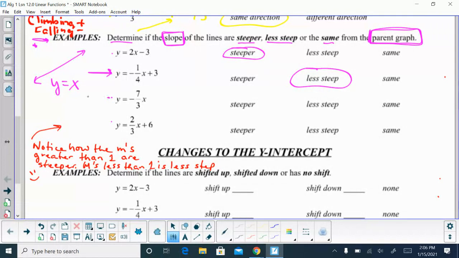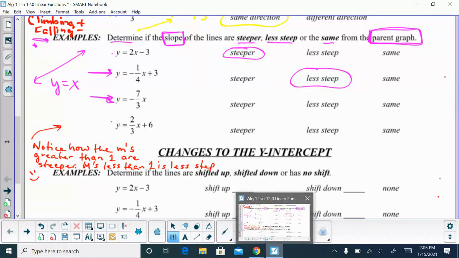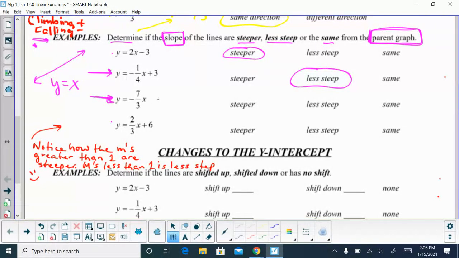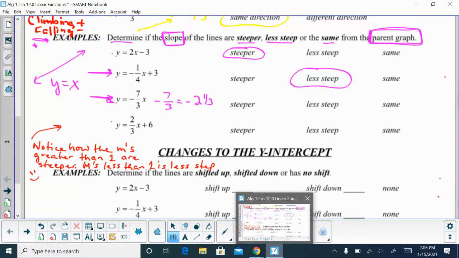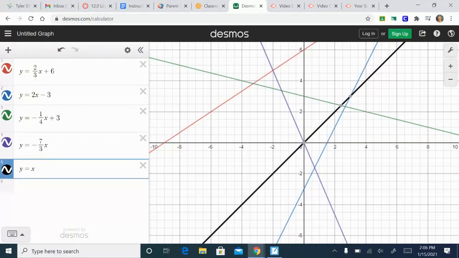Now moving on to the third, how would I compare that one? y equals negative 7/3 x. Well, notice 7/3, if I were to simplify that or write it as a mixed fraction, that's negative 2 1/3. 2 is much, much greater than a slope of 1. In this case, it's falling down.